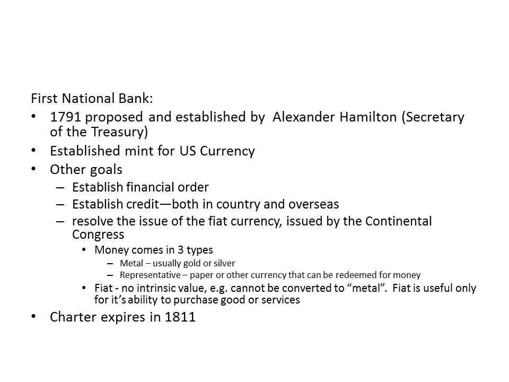What that concerns is that money comes in three types: metal, which is gold and silver; representative, which is paper or other currency that can be redeemed for money; and fiat money, which has no intrinsic value and can't be converted to metal, and is really only useful for its ability to purchase goods and services. Now, during the Revolution, the country had minted a lot of that type of money, and they needed to pull it out of circulation and redeem it and build up the nation's credit.